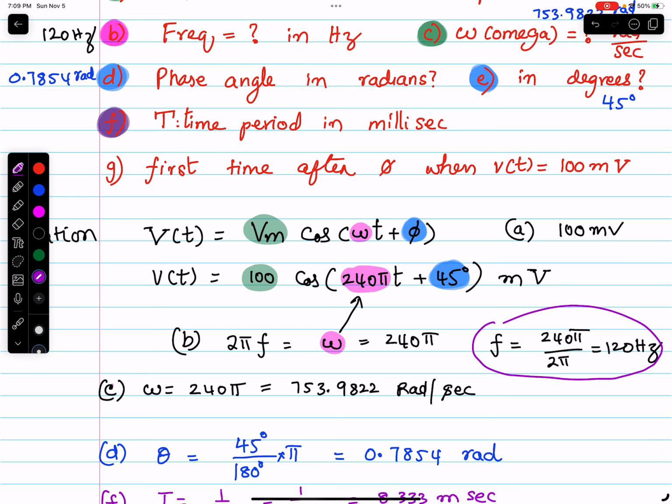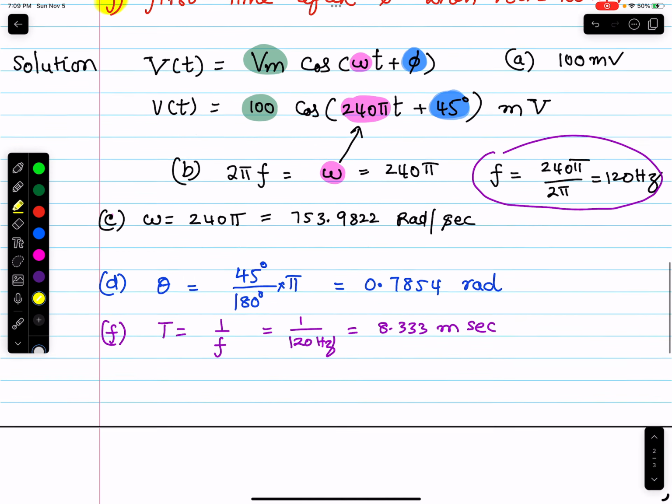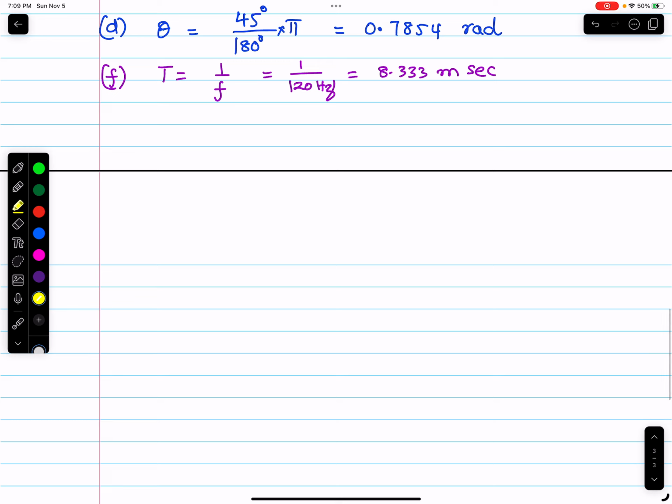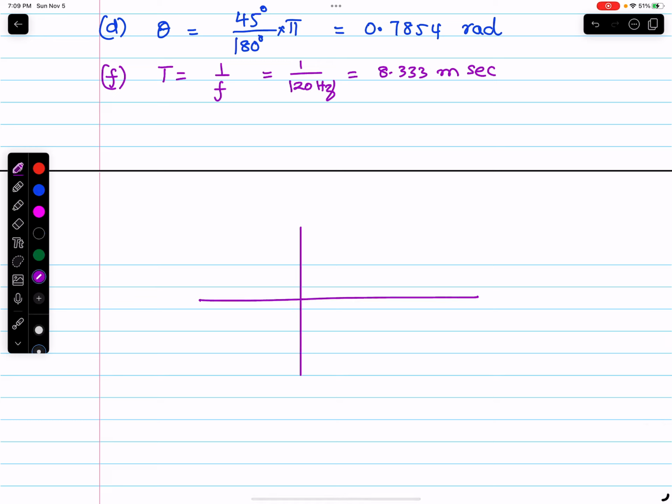The only other problem that is left here is G. First time after 0 when V of t is 100 millivolts. So in other words, if you plot this, the cosine wave or the sinusoid wave is going to look something like this perhaps.